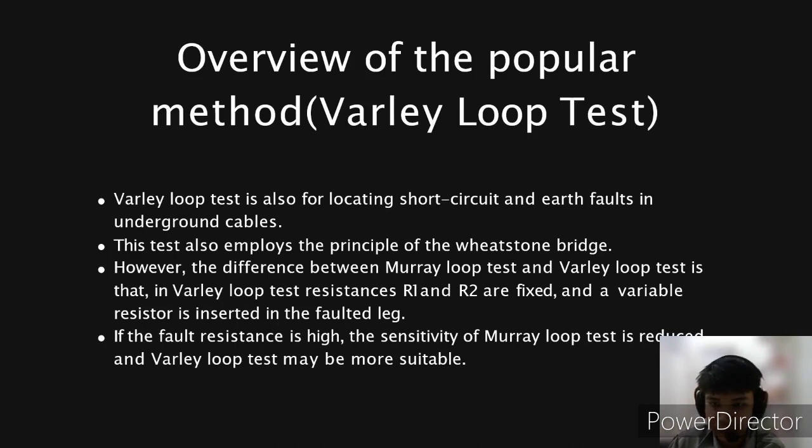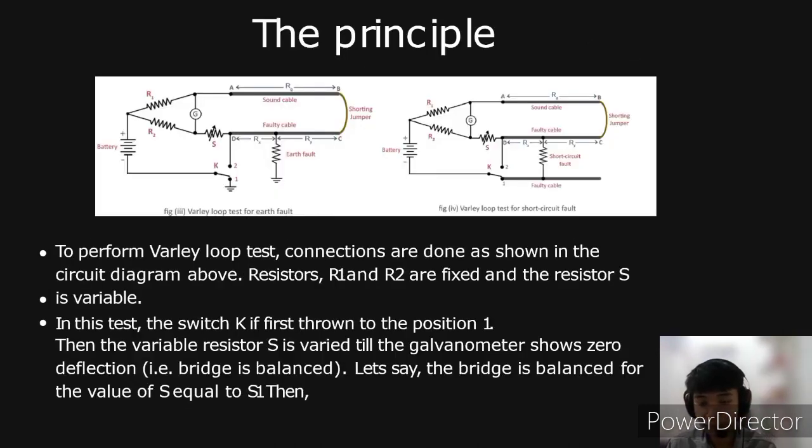If the fault resistance is high, the sensitivity of the Murray loop test is reduced and the Varley loop test may be more suitable. Okay, for the principle, we have two diagrams. On the left, we have the Varley loop test for a fault, while on the right, we have it for a short circuit fault. For the resistors, R1 and R2 are fixed, while the resistor S is variable.